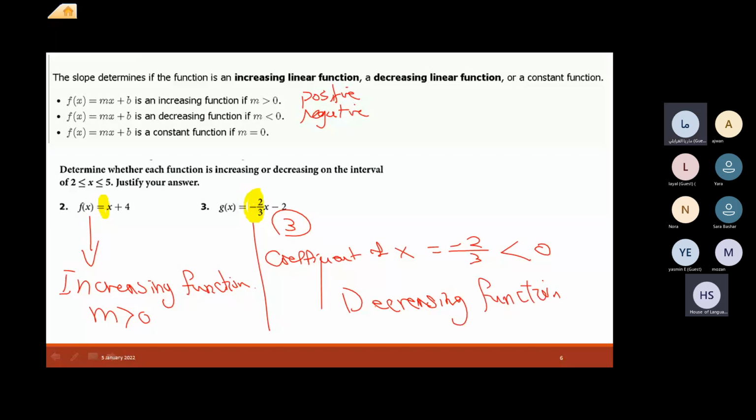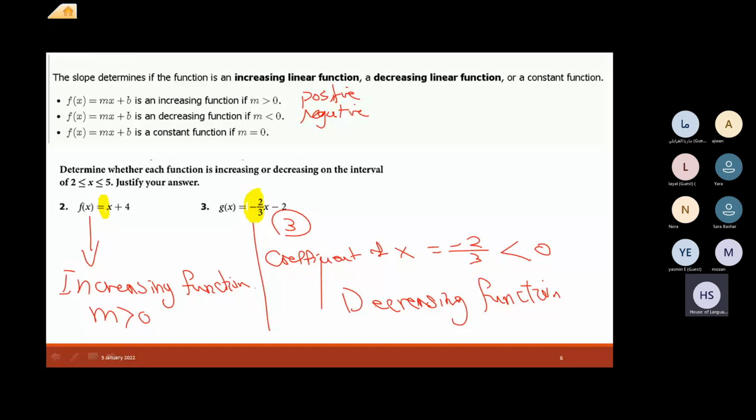Teacher, I still didn't understand number three. Why? Just a minute. Yes, you can. Come here, Hala. Come to the board.